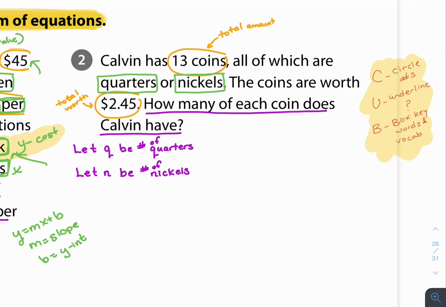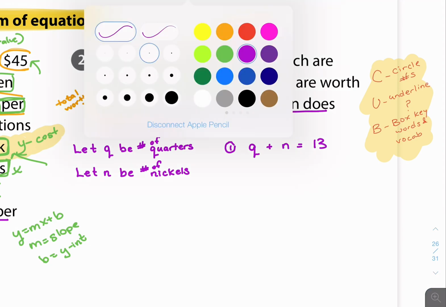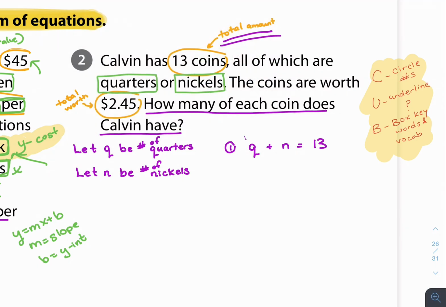Alright, so the first equation I'm going to want to write is going to tell me the total amount of coins that he has. So if Q is the number of quarters and N is the number of nickels, and he has 13 coins, my first equation is going to be Q plus N equals 13. Right, because this says the number of quarters plus the number of nickels is equal to 13.